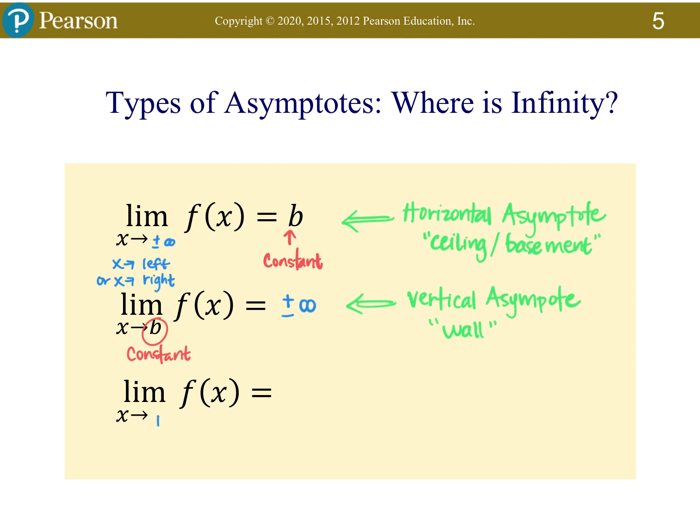Now, if infinity shows up in both places, so if you have plus or minus infinity, and the limit is also equal to plus or minus infinity, we say that that is unbounded. There are no boundaries, and then there are no asymptotes. So the graph is just going to be going as far left as it wants, as far up as it wants, or as far right and as far down. There are no boundaries on that.